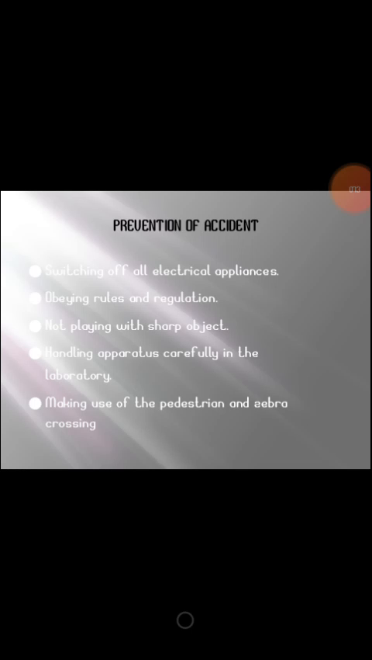And when you are on the road, you make use of the pedestrian and zebra crossing. There are signs for pedestrians. Pedestrians, just like we said, are people that walk on the road. And zebra crossing also, we have them on the road. That is when you see the black and white sign on the road. So when you are on the zebra crossing, vehicles are expected to stop in order for you to cross. So you should obey all these signs whenever you find yourself on the road.